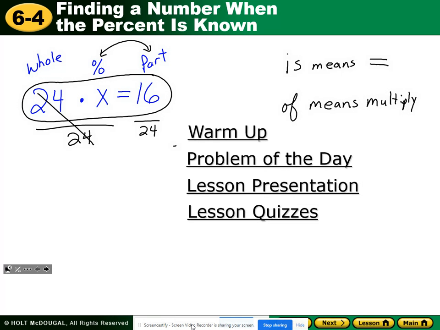Which is 0.6 repeating. But hold on, I said it was going to be a percent. It's 66.6%, or if you write it, 66 and two-thirds. So when we're finding a percent, do we have to turn our decimal back into a percent? We're going to. We're two-thirds of the class, right?